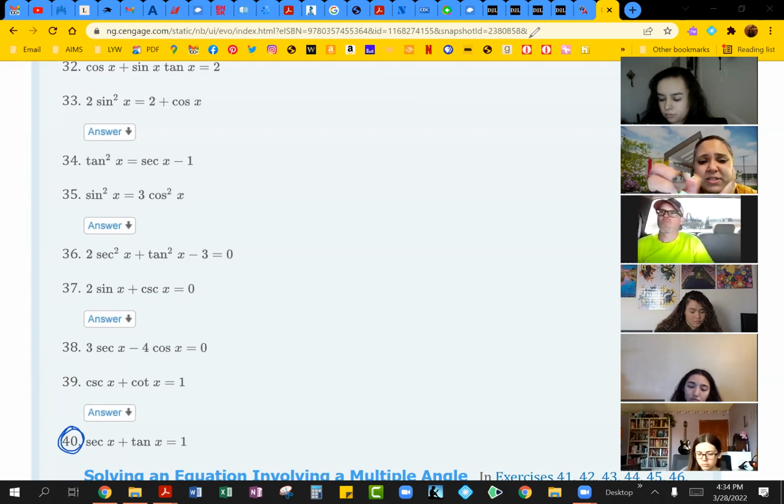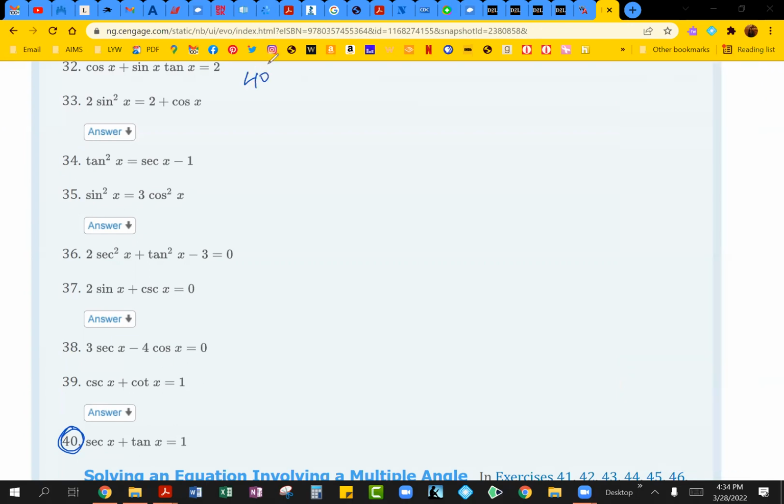So what we can do here for number 40, secant of x plus tangent of x equals 1. So we know secant is the reciprocal function for cosine. So I can rewrite this guy as 1 over cosine of x. Tangent, of course, from the quotient identity, we know tangent can be rewritten as sine of x divided by cosine of x. So I am going to rewrite secant and tangent.